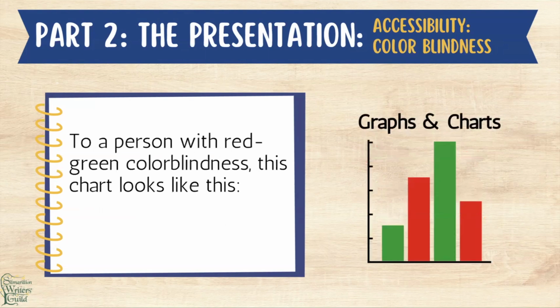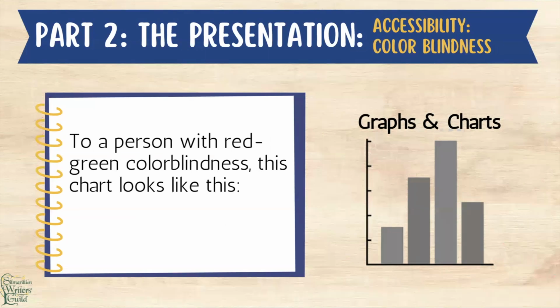Graphs and charts. So to continue with red-green color blindness, because it's pretty familiar and it's much more common, this chart that I've put up here looks like this to somebody with red-green color blindness. So you can see that if this is the chart that you're putting up there and you have someone in your audience with red-green color blindness, they are not going to be able to tell what you were talking about. You're going to lose them immediately on this slide.